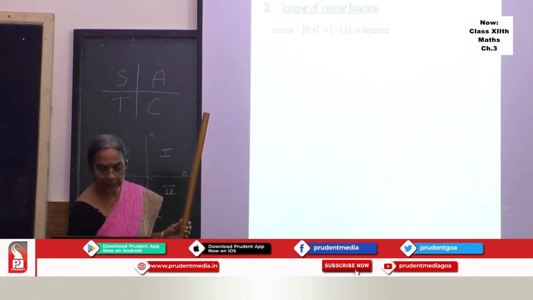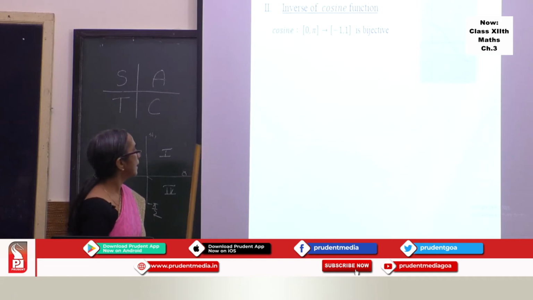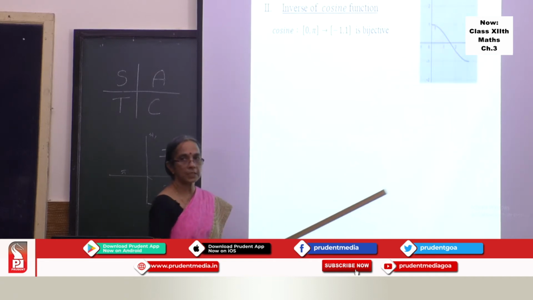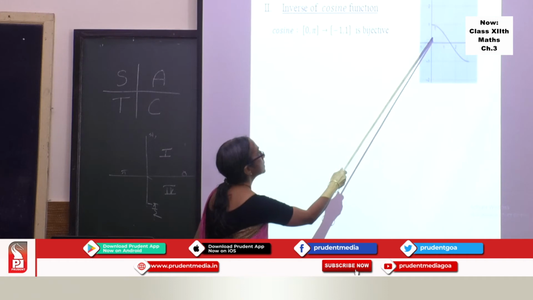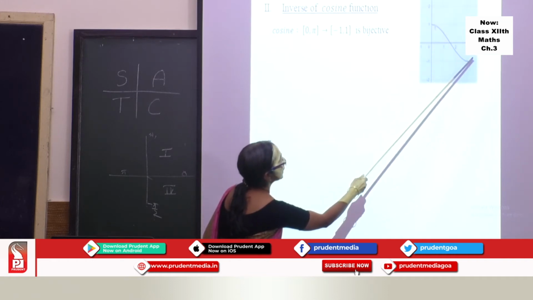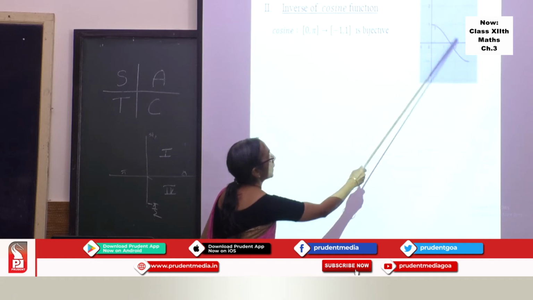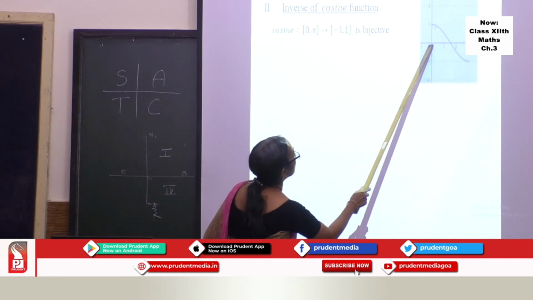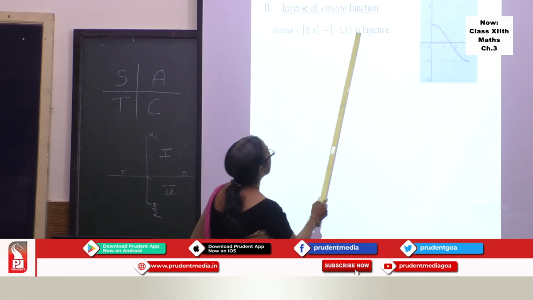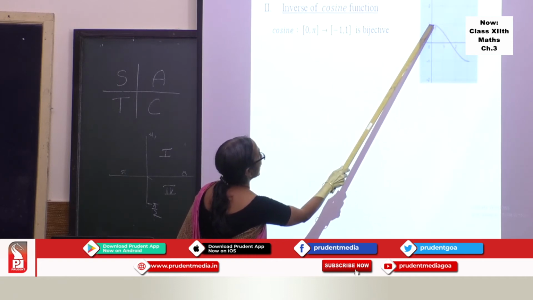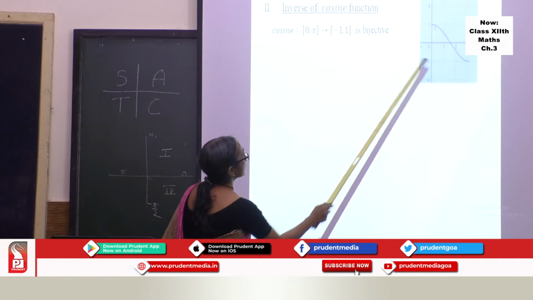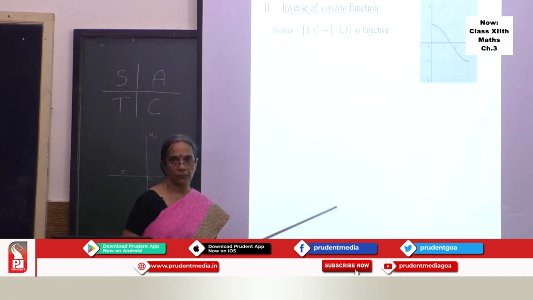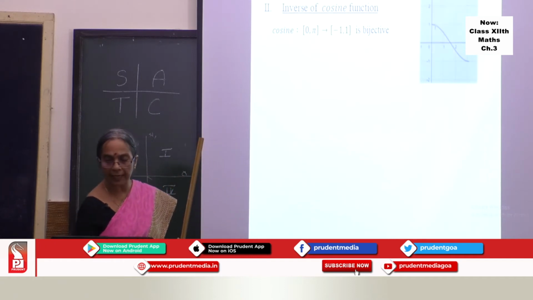Let us see what the graph of this function is. You know the graph of the cosine function, it is also like a wave. So, this is a part of the wave from 0 to pi, you can see just above 3, 3.14 is the approximate value of pi. So, it is just above 3, from 0 to pi, and the cos x value is minus 1 to 1. So, this function is a bijective function. So, in this case we can define its inverse.